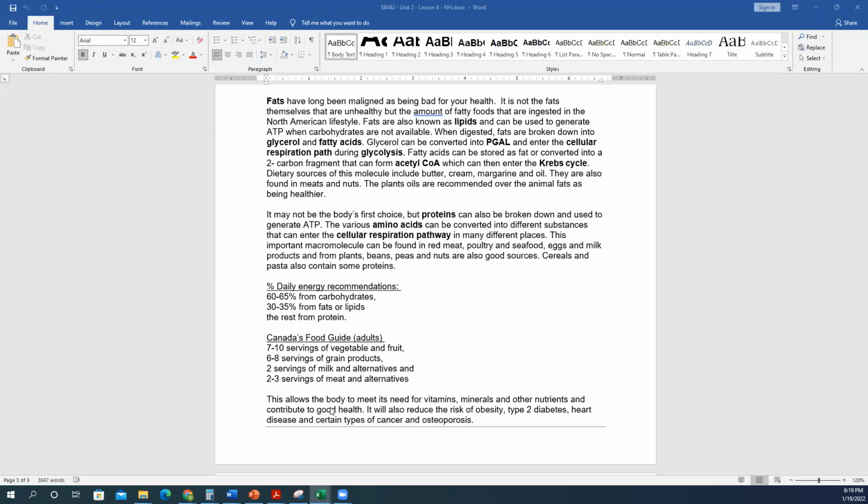So this is an amount that will allow our body to meet its need for vitamins and minerals and all the other nutrients that will contribute to good health. Following this type of food guide will also help to reduce our risk of obesity, developing type 2 diabetes, heart disease, and also certain types of cancer and osteoporosis.